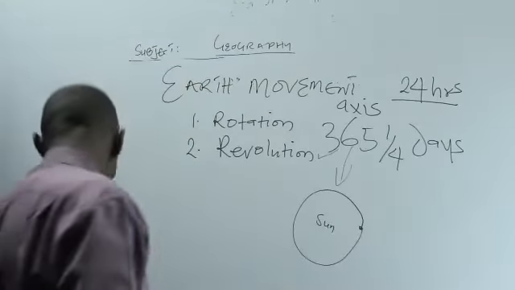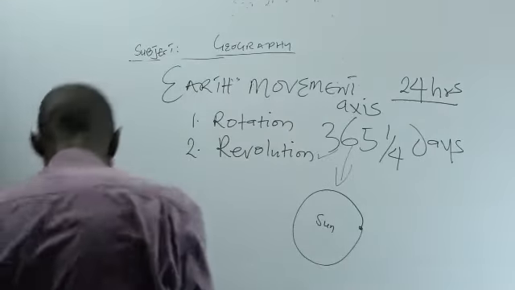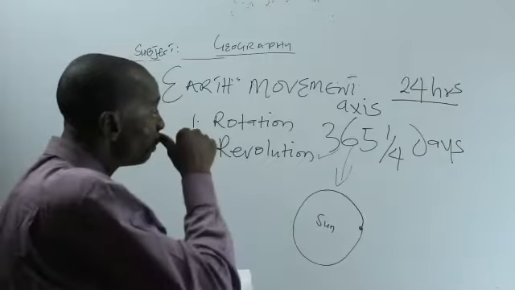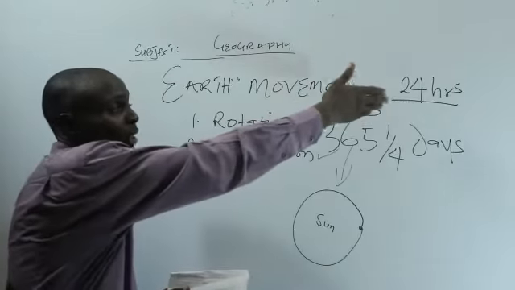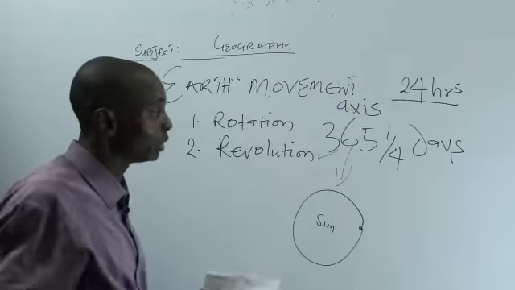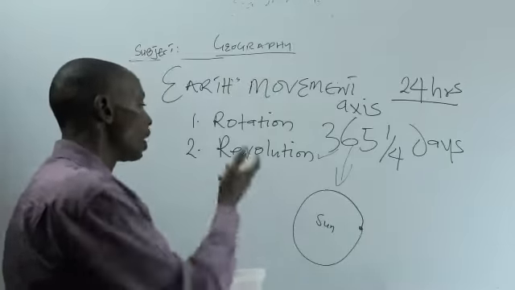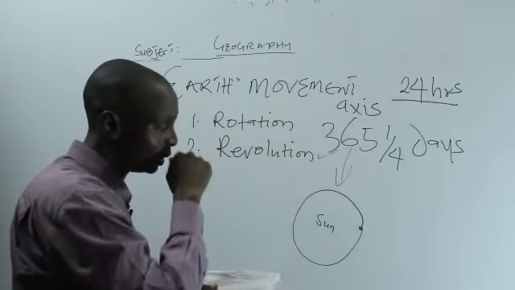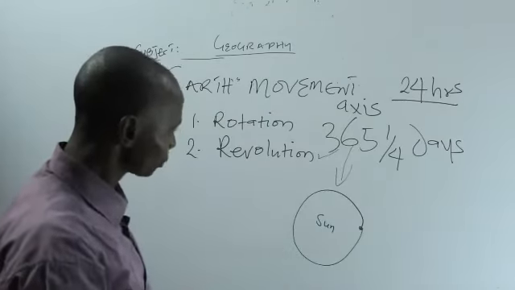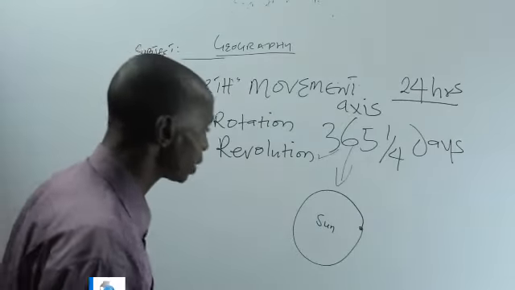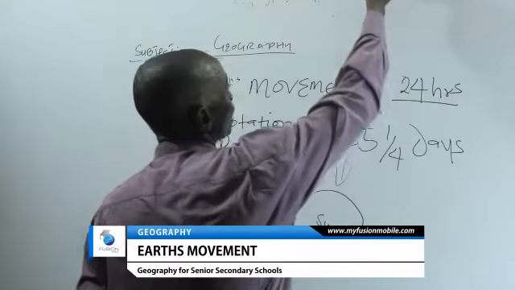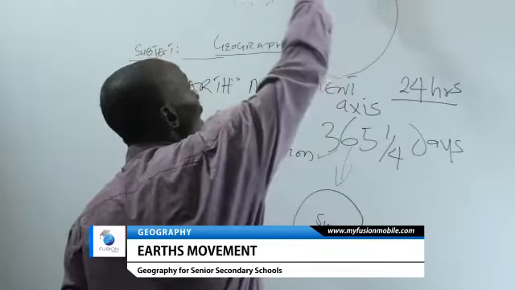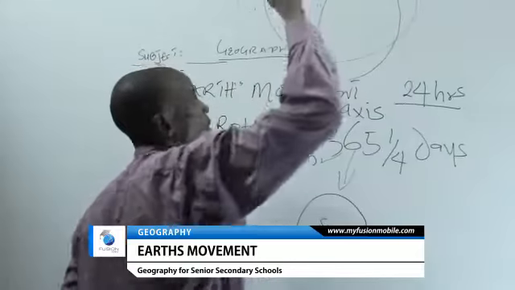We are going to look at the effect of this rotation and revolution. But remember that rotation is within 24 hours, and 24 hours is equal to 1 day, while revolution is within 365 1/4 days. The reason why we have 365 1/4 days is that, remember, I told us that the shape of the earth is like this, and it moves round the sun.